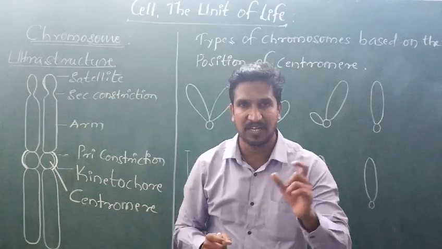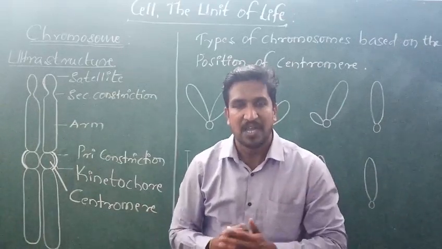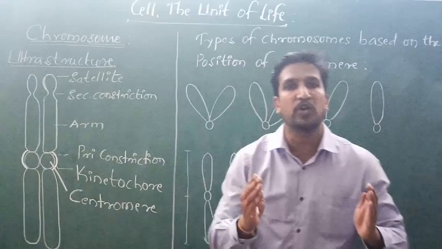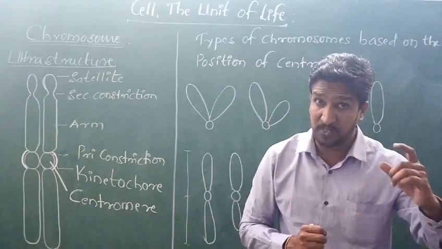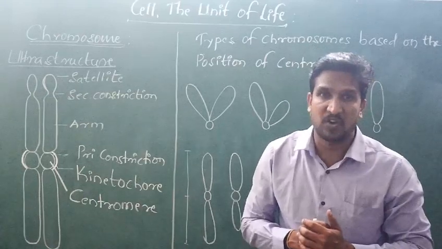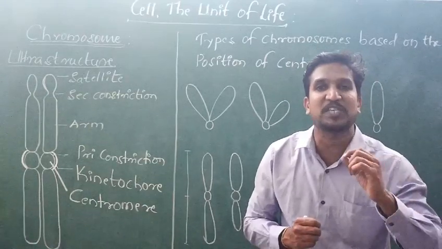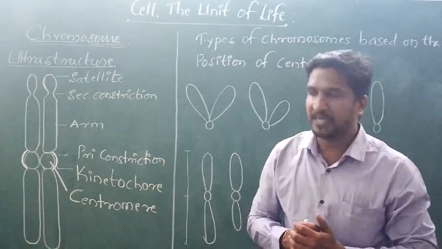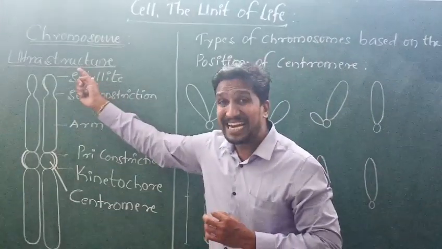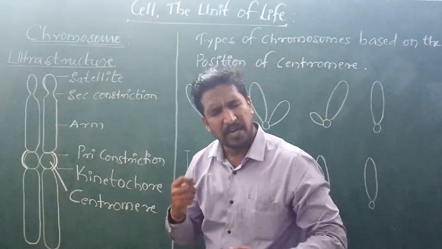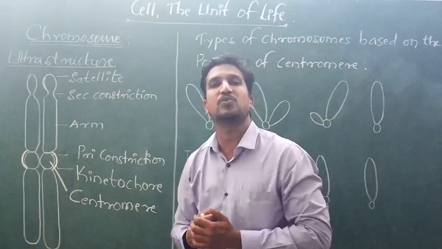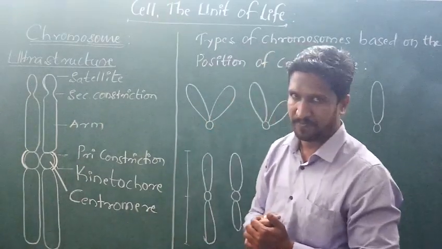Chroma is nothing but a color, soma is nothing but a body, and these are present in the nucleus of the cells. The number of chromosomes is different in different organisms, that is, species specific. And today we are going to be learning about the ultrastructure of chromosome. It is a 5-mark question for your final examination, and many 1-mark questions are going to be asked from it.